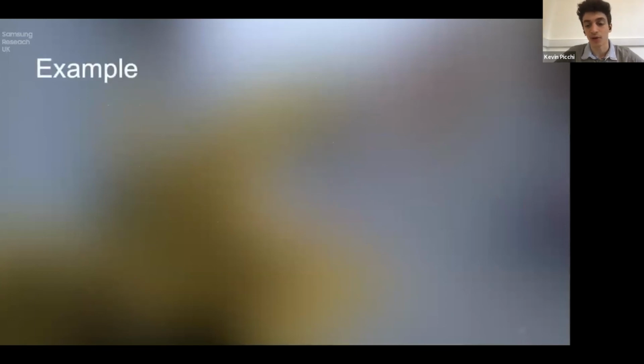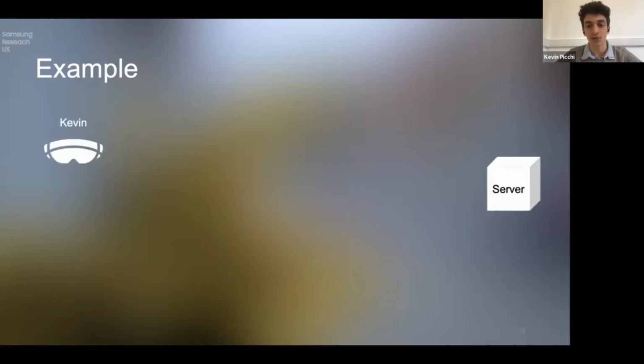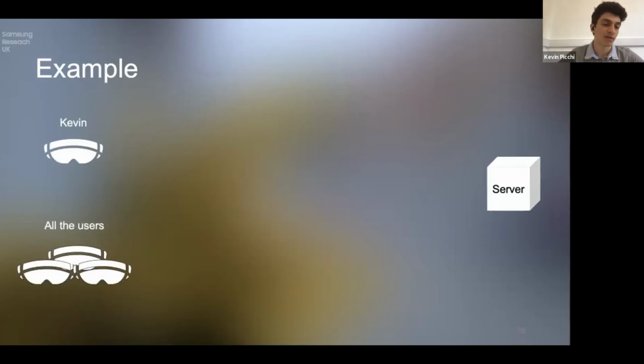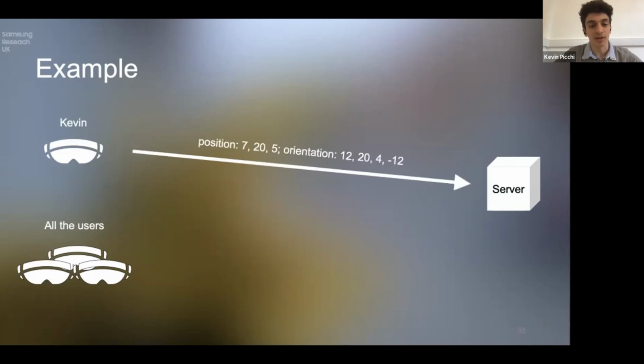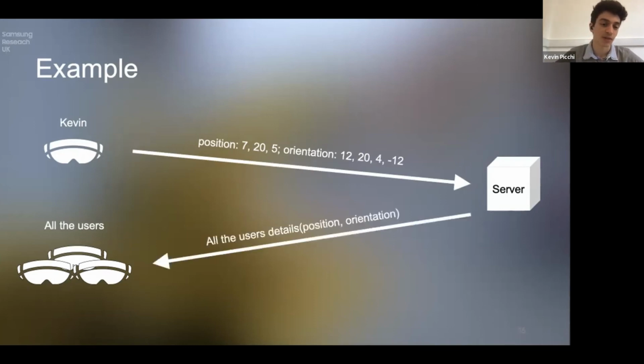Here's also an example of what the communication looks like. It's nothing too fancy. We can take here a user, Kevin. We also need a server, and we kind of have a bucket with all the users. By all the users, I also mean myself. I'm going to be sending my location, my information to the server, so here, for example, the position and the orientation. And everyone's going to receive the details of my position and orientation so that we can update the screen accordingly for everyone and the 3D space in general.